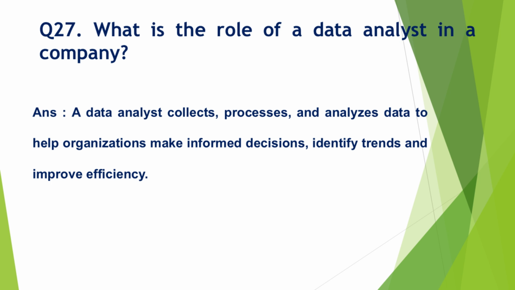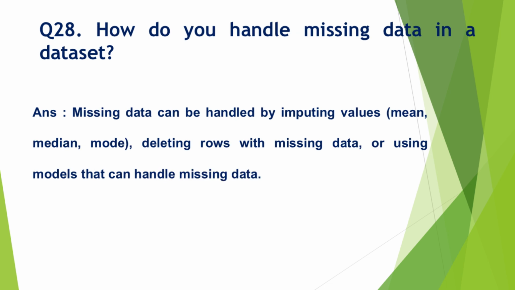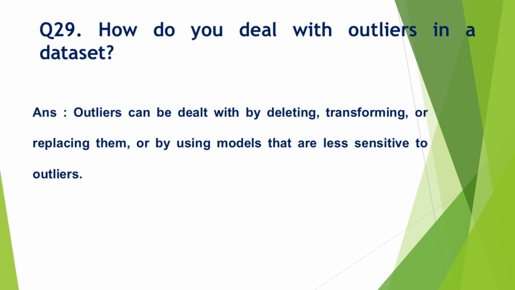What is the role of a data analyst in a company? A data analyst collects, processes, and analyzes data to help organizations make informed decisions, identify trends, and improve efficiency. How do you handle missing data in a dataset? Missing data can be handled by imputing values (mean, median, mode), deleting rows with missing data, or using models that can handle missing data. How do you deal with outliers in a dataset?